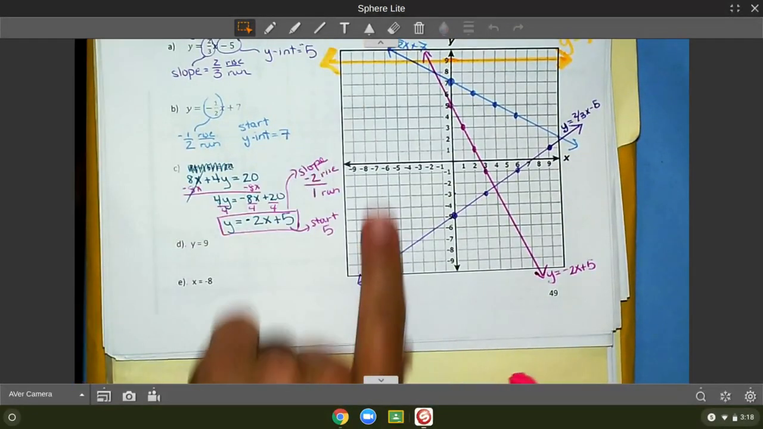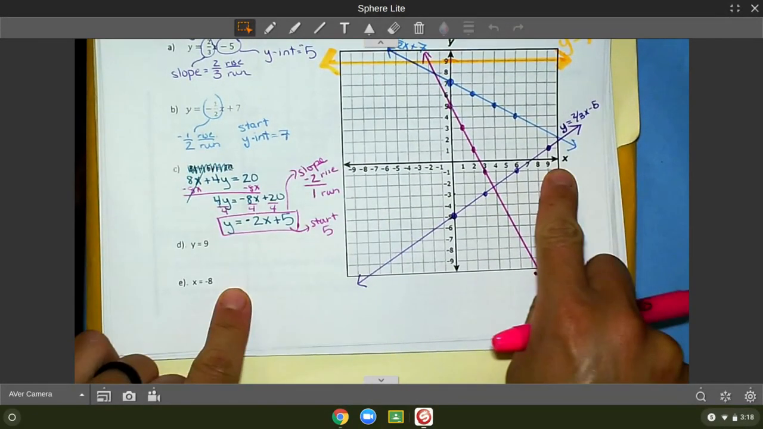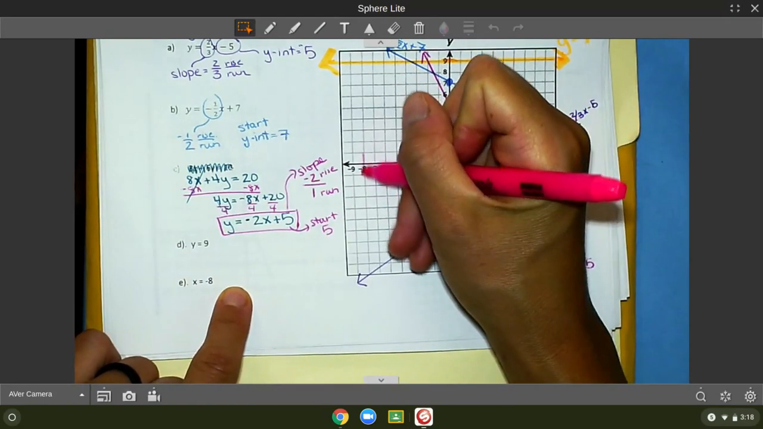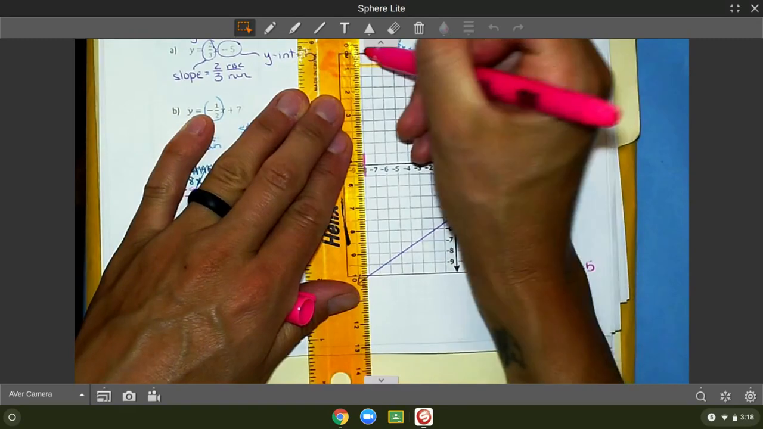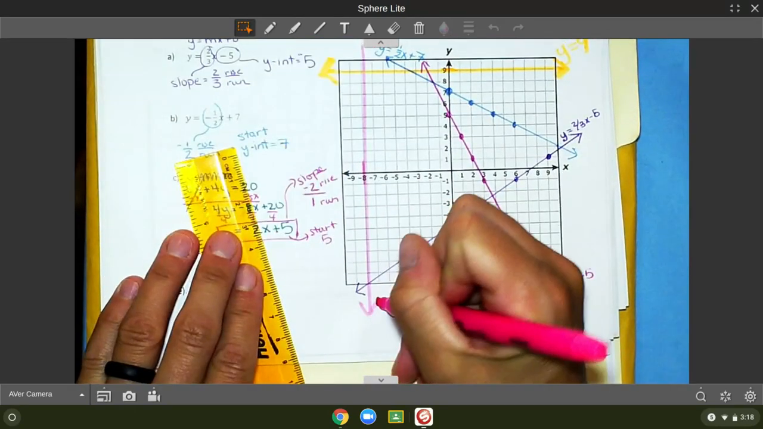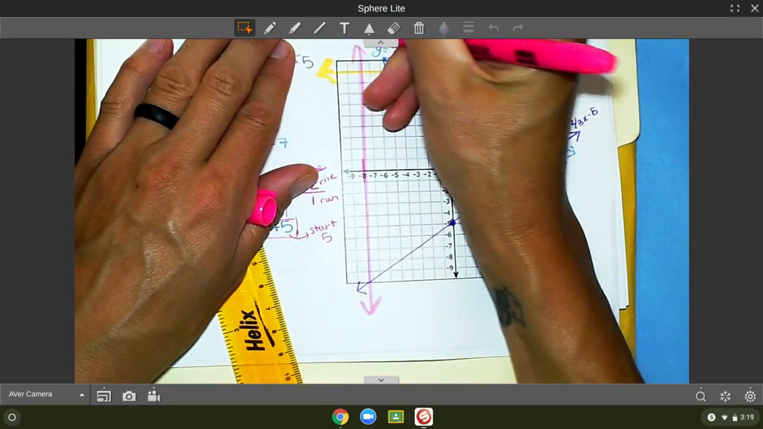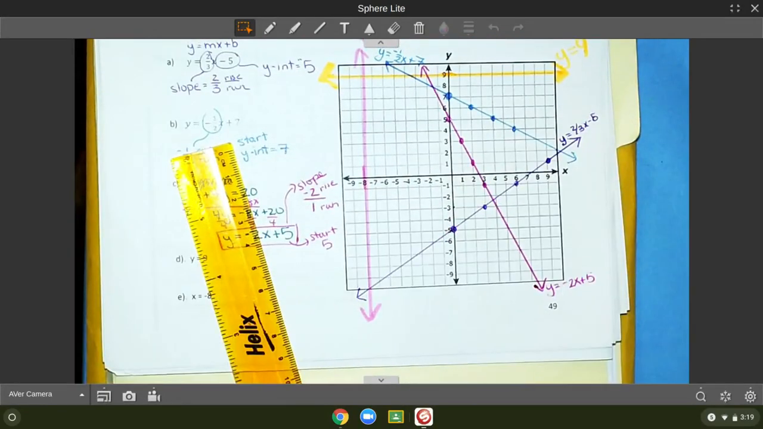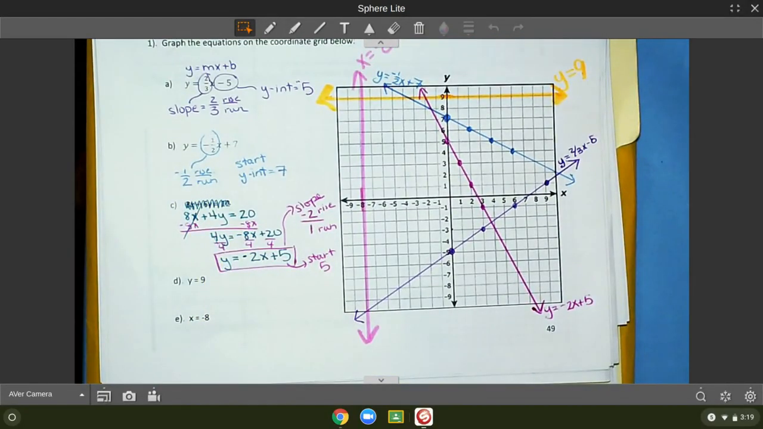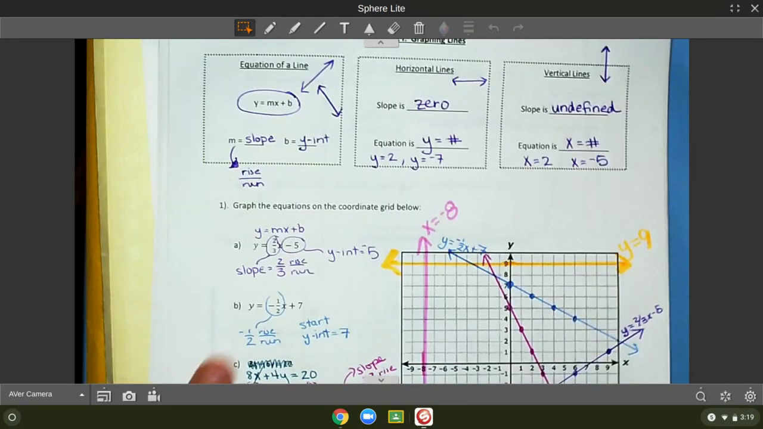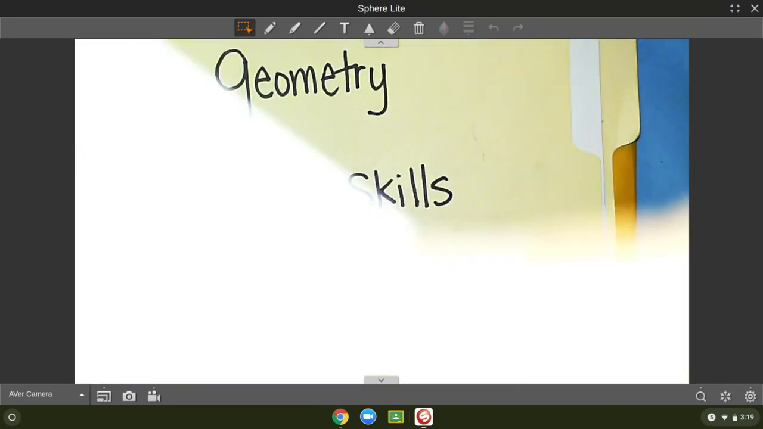So if we want it to go up and down, that means on the x-axis, go over to negative 8, and I want to draw a line that goes through that value. X equals negative 8. And ladies and gentlemen, that is how we graph all of our lines. Okay, let's flip the page over now.